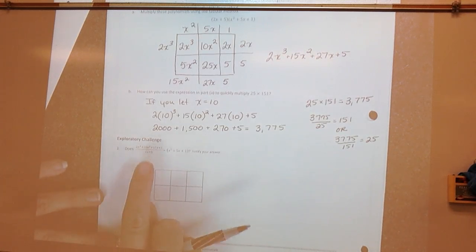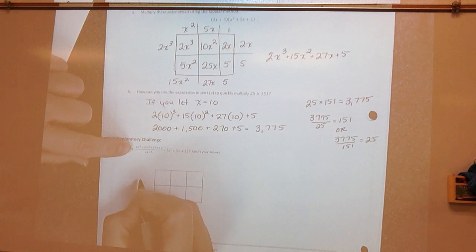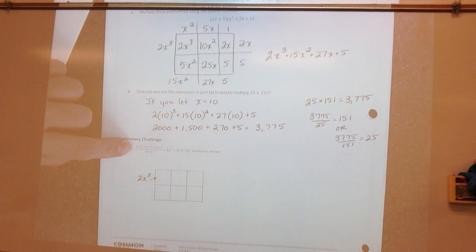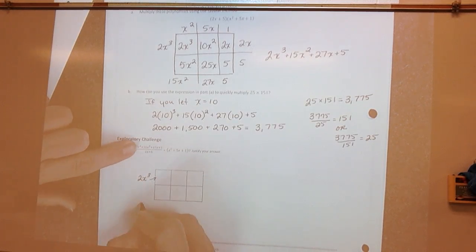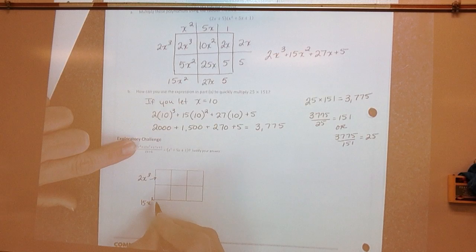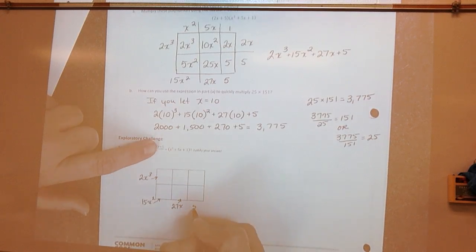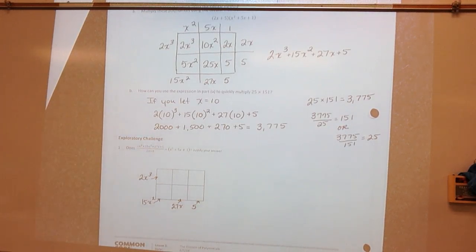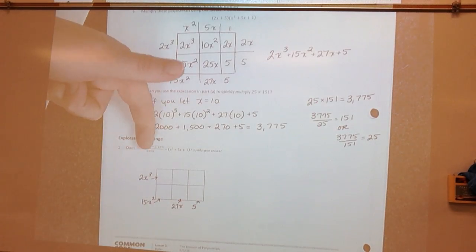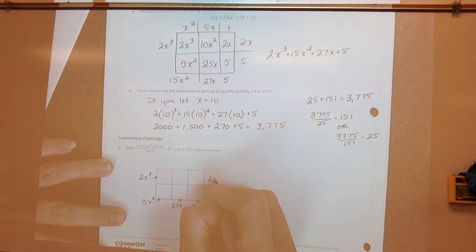So here is our answer. 2x cubed, that's going to have to come from here. 15x squared is going to have to come from here. 27x is going to have to come from here. And 5 is going to have to come from here. So we're simply now trying to fill in what we know. So here's our answer. What did we divide by? We're dividing by 2x plus 5.